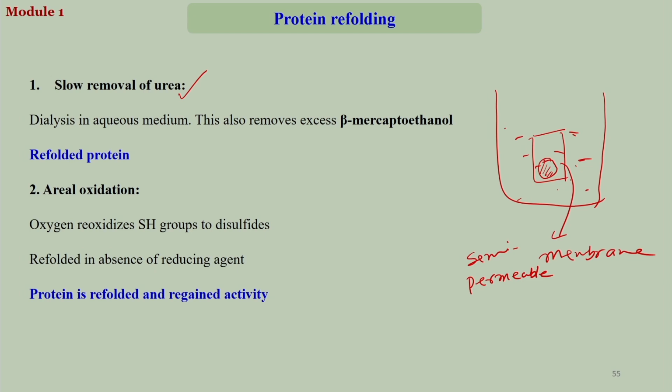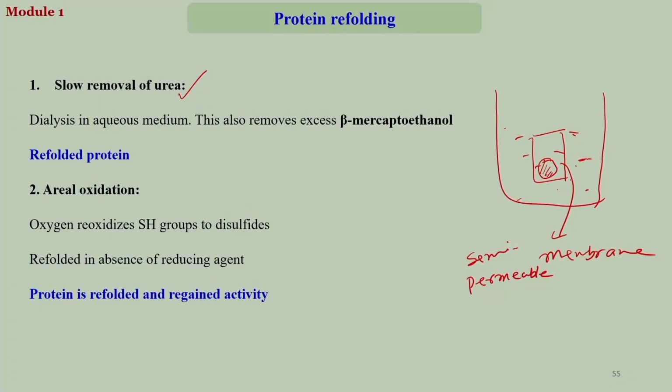Protein has a very large structure, with molecular weight in terms of kilodaltons. On the other hand, urea, beta mercaptoethanol and all those reagents that you have used are very small, low molecular weight molecules. So, a semi-permeable membrane will allow the larger molecules like protein to stay, not flow in or out, but allow the small molecules to come in and out.